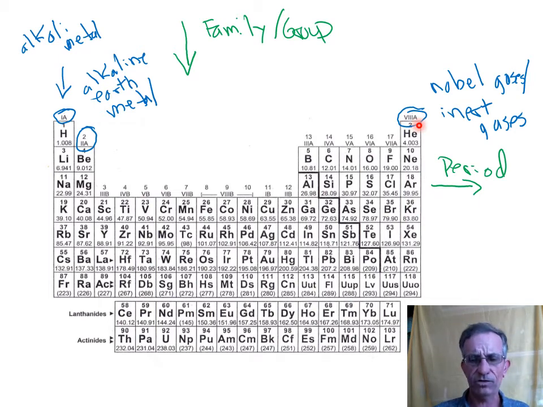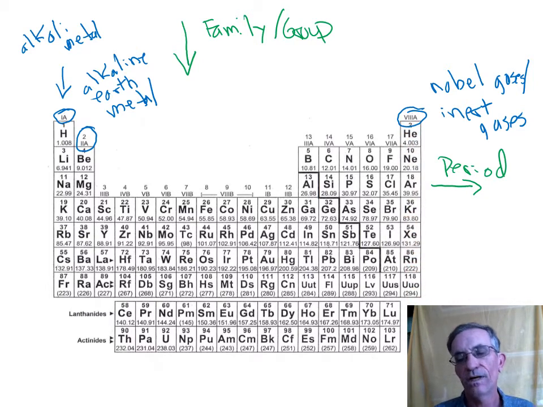One way that they're similar is that they don't react. They're not dangerous or anything. They don't react very much. So that's sometimes why they're called inert. Inert means non-reactive, or noble. They don't do anything. So that would be anybody in this column all the way down: helium, neon, argon, krypton, xenon, so on, radon.